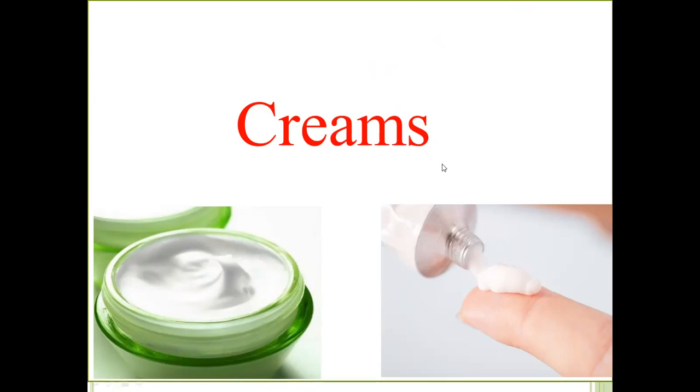In this chapter, again, we have to study the same points: the different types of creams, advantages of creams, disadvantages, the ideal characteristics of creams, formulation of creams, how they should be prepared, that is the method of preparation, storage conditions for creams, and quality control tests for creams. So let's start with the definition of creams.